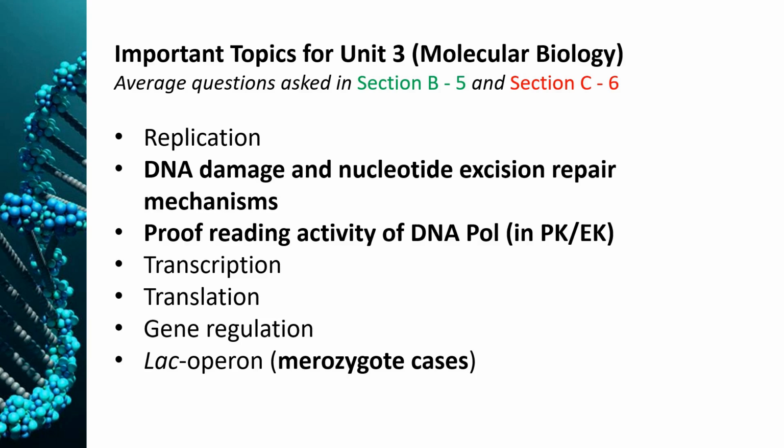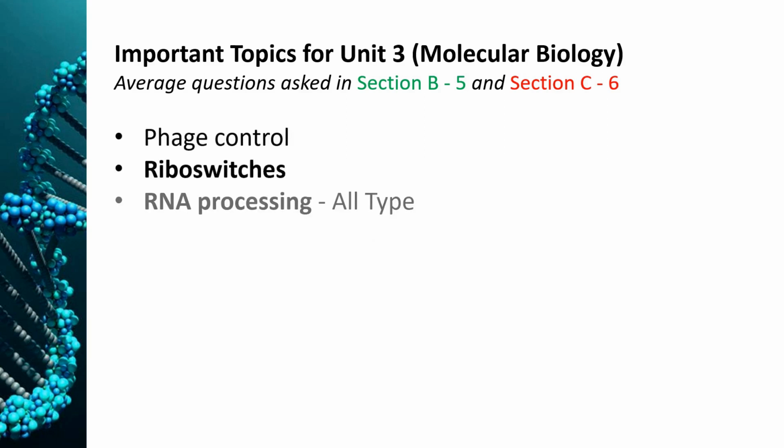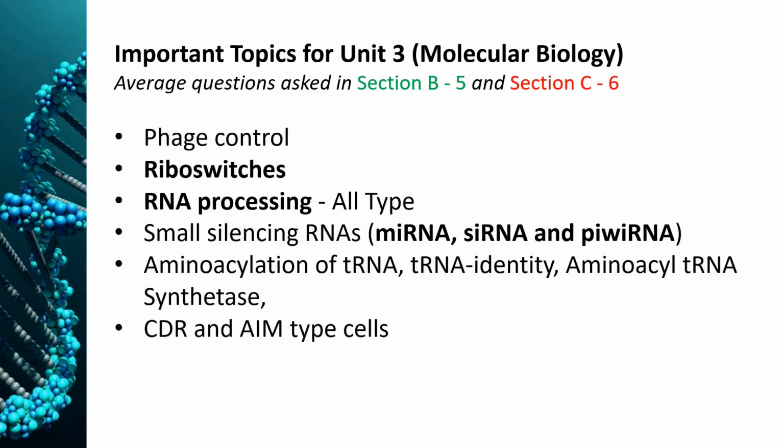DNA damage and repair form the basis of most questions from Unit 3. Further, phage control, riboswitches, all types of RNA processing, small silencing RNAs like microRNA, siRNA and piRNA, aminoacylation of tRNA, tRNA identity, aminoacyl tRNA synthetase, and cell types are frequent topics. However, RNA processing or post-transcriptional modifications are important.